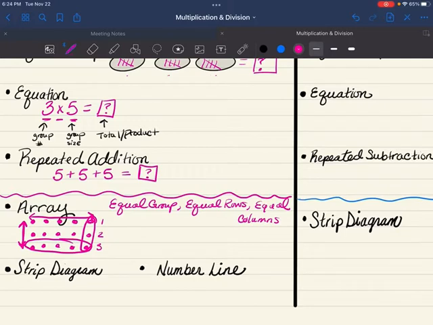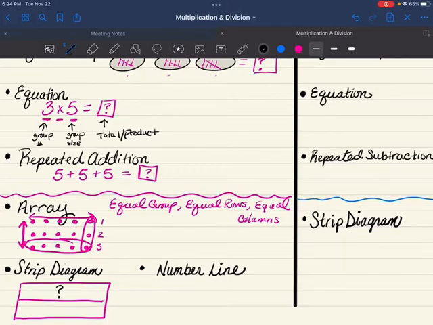So let's move on to our strip diagram. Strip diagram is definitely something that I had never heard of before, but it's one of my favorites. So with the strip diagram, your total goes on the top, and in this problem, we don't know the total because it's multiplication. So we're going to go ahead and put a question mark at the top because we don't know our total. We don't know how many cupcakes Miss G had yet.